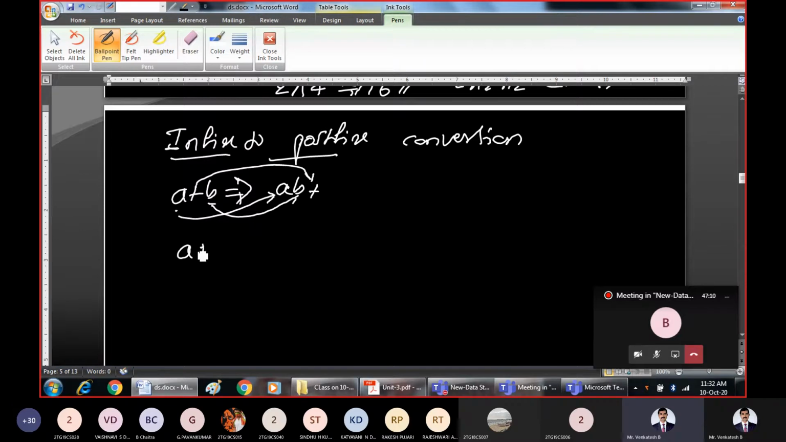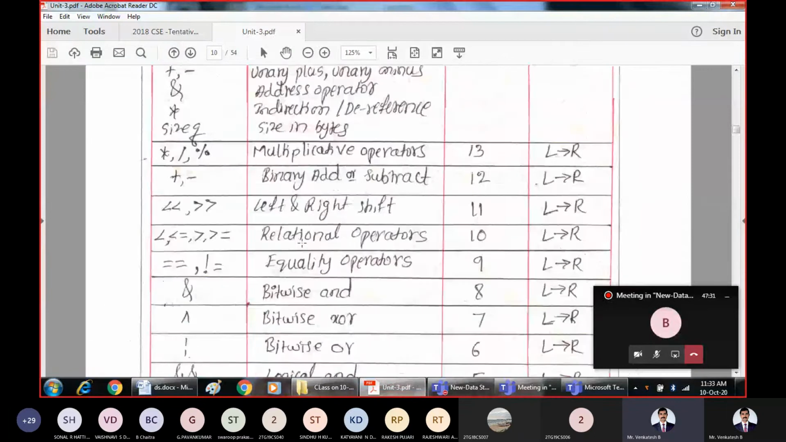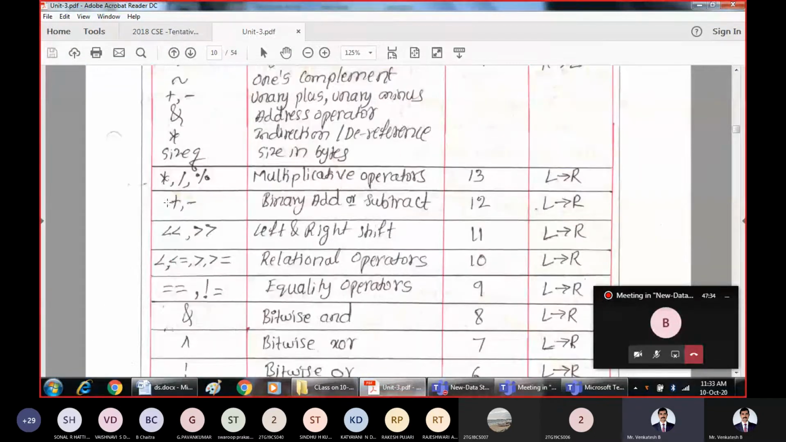Now if I have something like a plus b minus c, this is where some complication comes. You have to decide the priority of the operators. Does plus have more priority, or minus? Both have the same priority. I'll come back to this table; once you practice, you may not go to the table again and again. Plus and minus have the same precedence value. Binary plus and binary minus have the same priority and are evaluated from left to right.